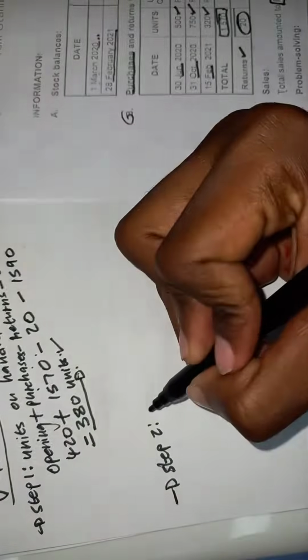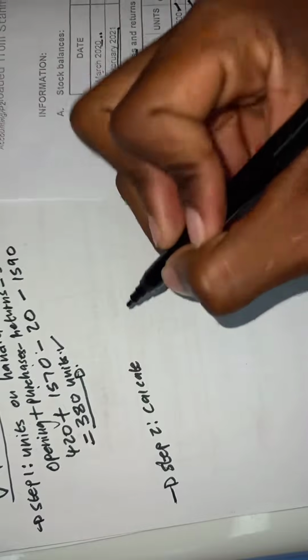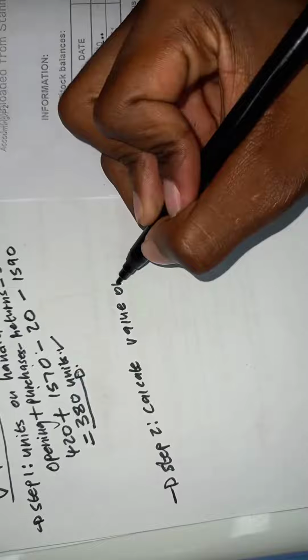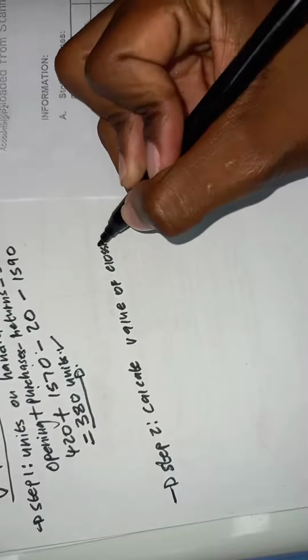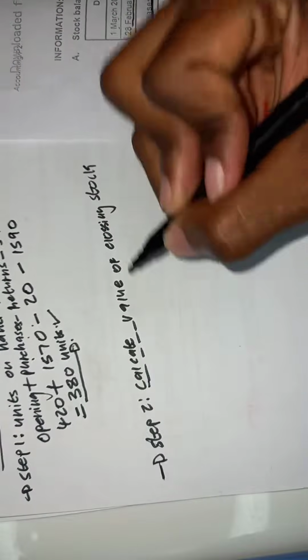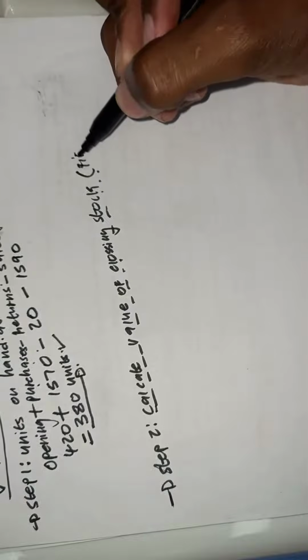Step 2, we have to calculate the value of closing stock. That's step 2. Now, there are methods on this calculation of value of closing stock. On this one, they said we must use what? The Fifo method. Okay? It's very simple.